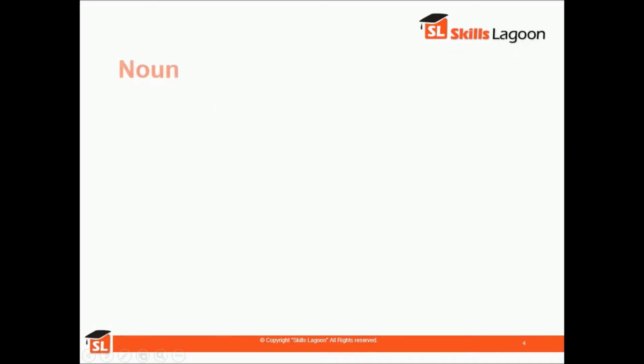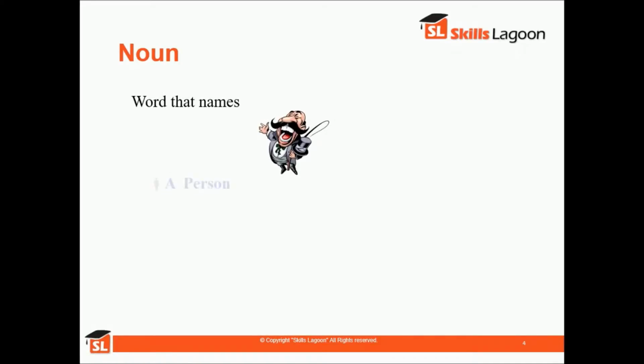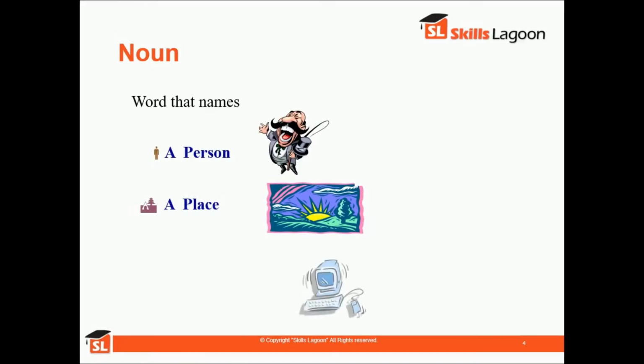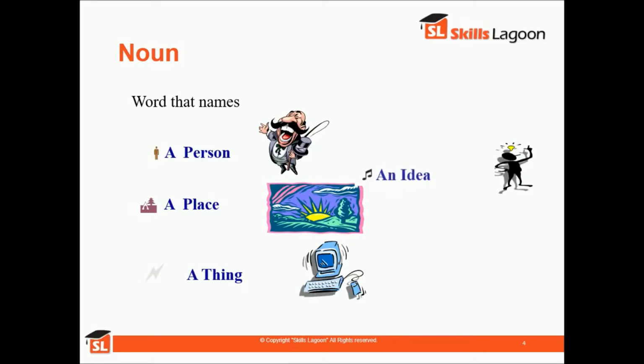First of all, we are going to discuss noun. A word that names a person, a place, a thing, an idea is known as a noun. In other words, I can say that anything which can be named is a noun. For example, if I am talking about the name of a person, that is a noun.